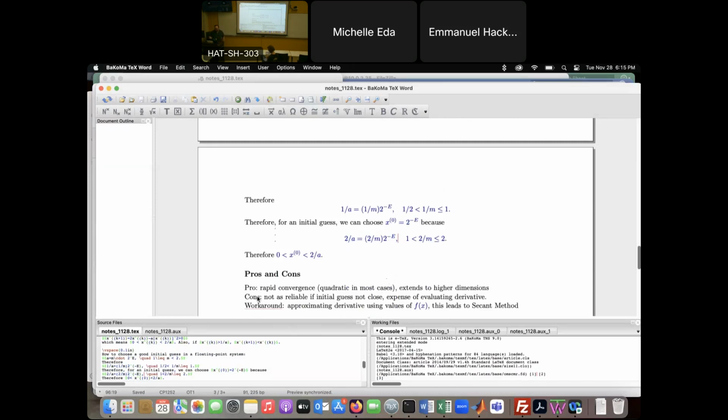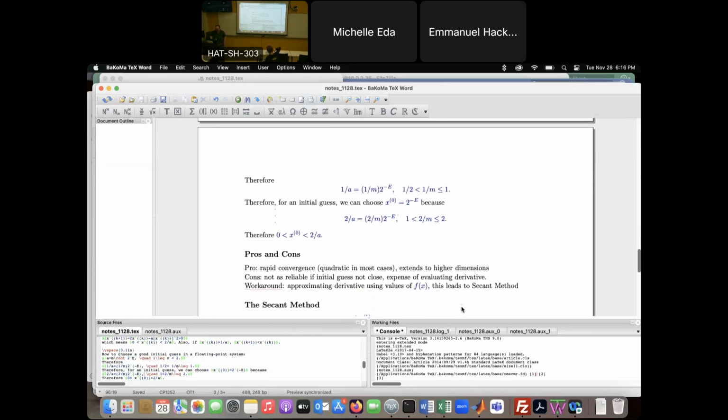On the downside, often you need a good initial guess, or Newton's method could easily diverge, as we just saw. Also, there's extra expense per iteration. You have to evaluate the derivative as well as f itself. So what can you do about that? Instead of using the actual derivative of f, you can approximate it using a difference quotient. If you have two of your iterates, xk and xk minus 1, then you can use a secant line approximation instead of a tangent line. And that leads to what's called the secant method.